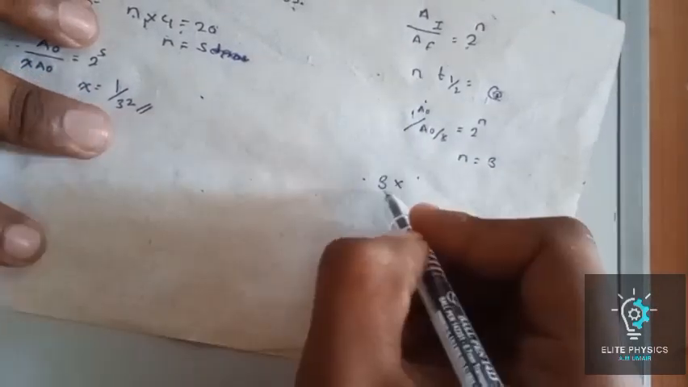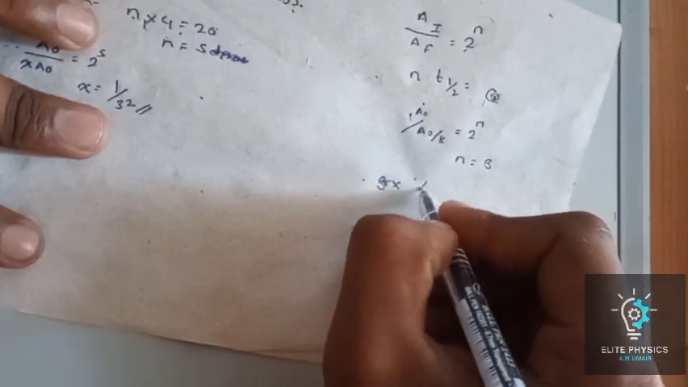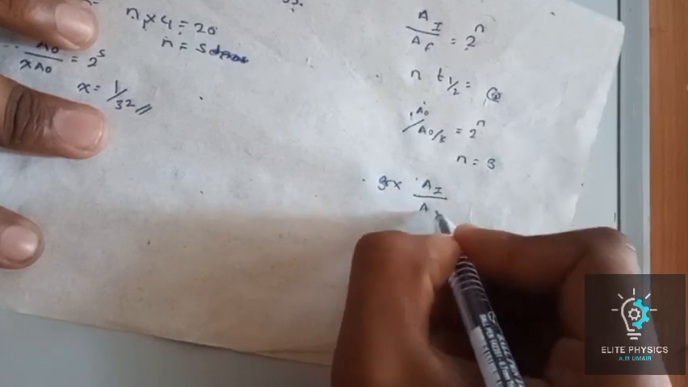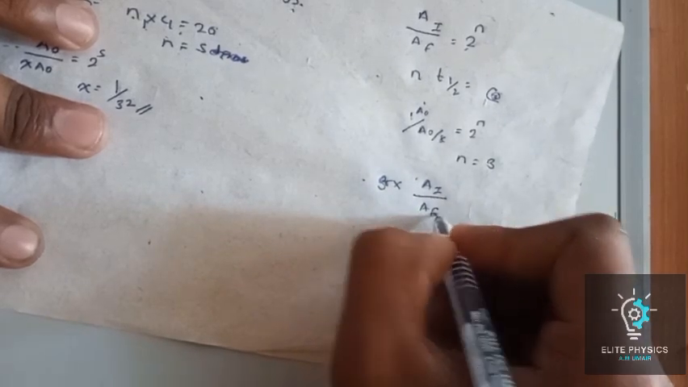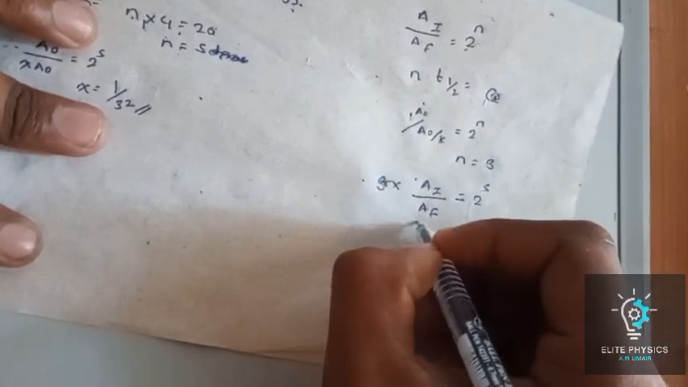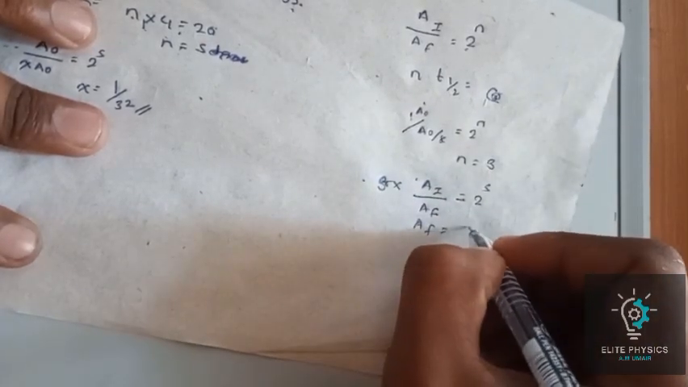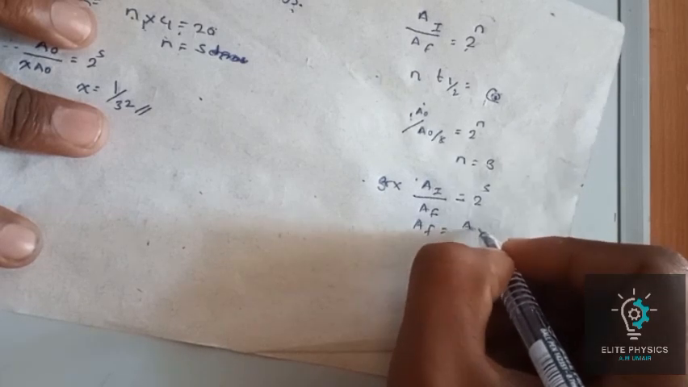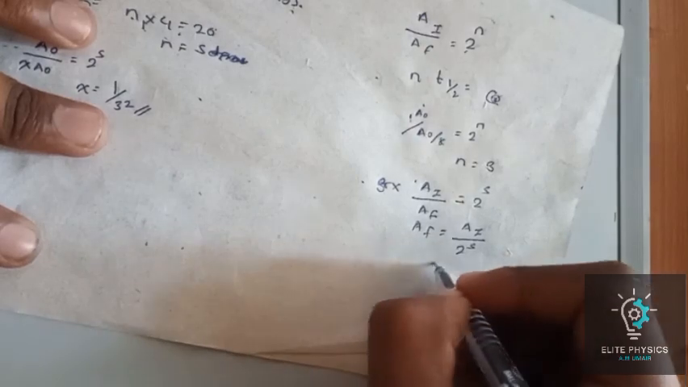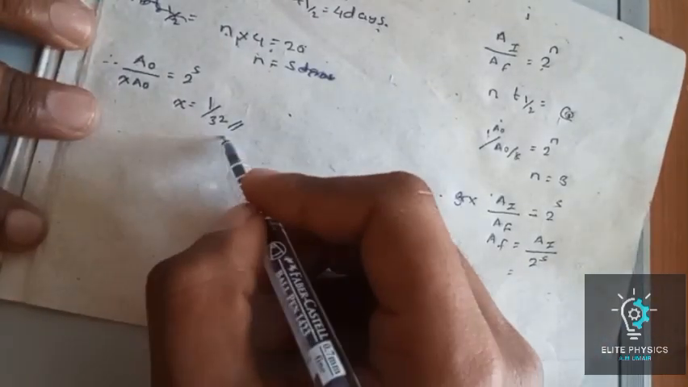Now if I plug back into the same equation, initial concentration over final concentration is supposed to be equal to 2 to the power 5. From here we can get the final concentration as initial divided by 2 to the power 5. So you should understand it's going to be 1 by 32.